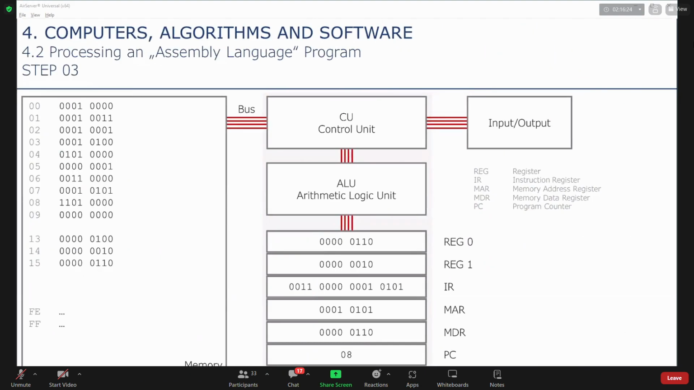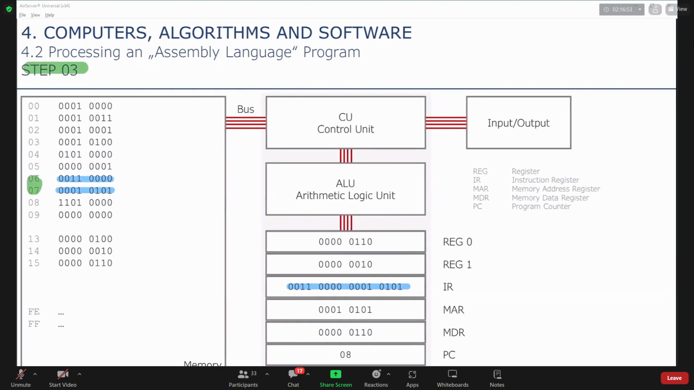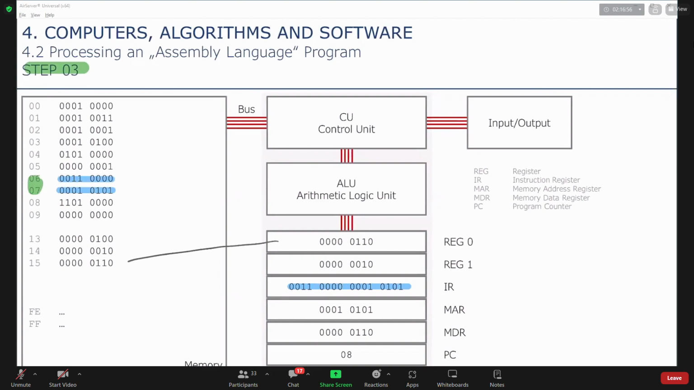The next step is now step 3, which is 6 and 7, and that was storing the value from register 0 into memory cell 15. So that was the command, which is in the instruction register. And the command said, we are now storing the value from register 0 in memory cell 15. So here we have the 15 for the memory address register, and the value that we have there is 6.